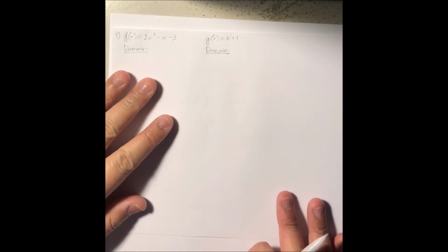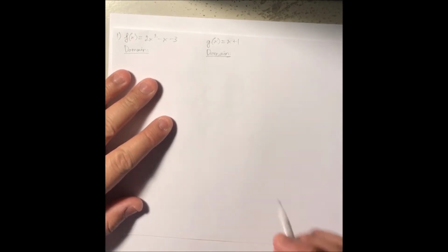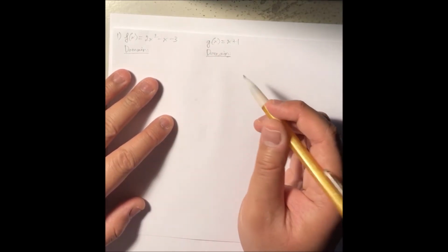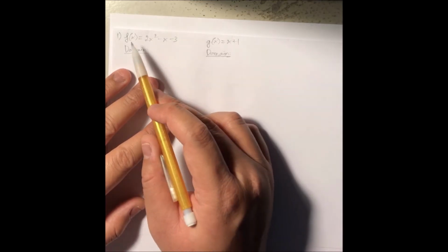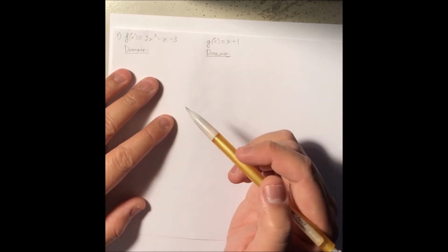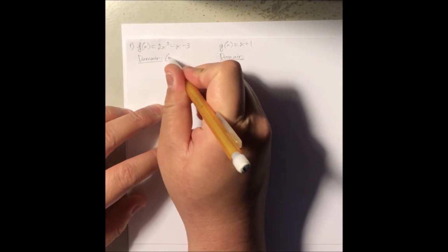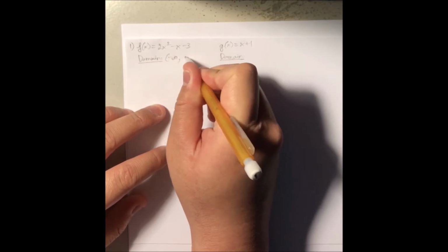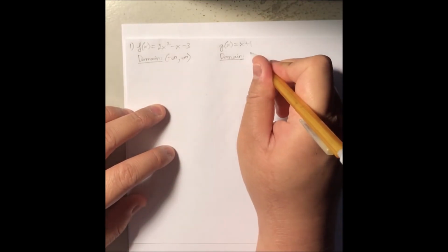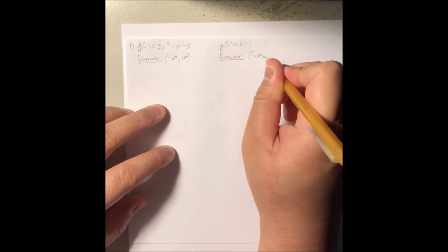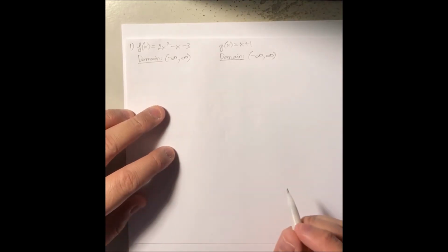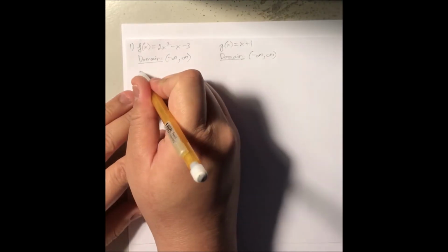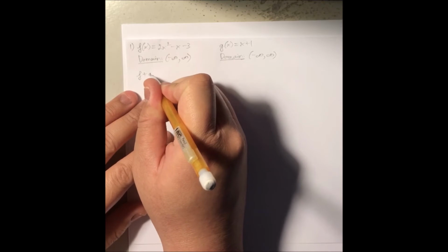We are given f of x equal to x squared minus x minus 3 and g of x equal to x plus 1. Well, looking at these two functions, both of them don't have denominators, so they don't have any point of discontinuity. So we get to say that the domain of each of these functions is all real numbers, hence the open interval from negative infinity to positive infinity. So let's find f plus g.